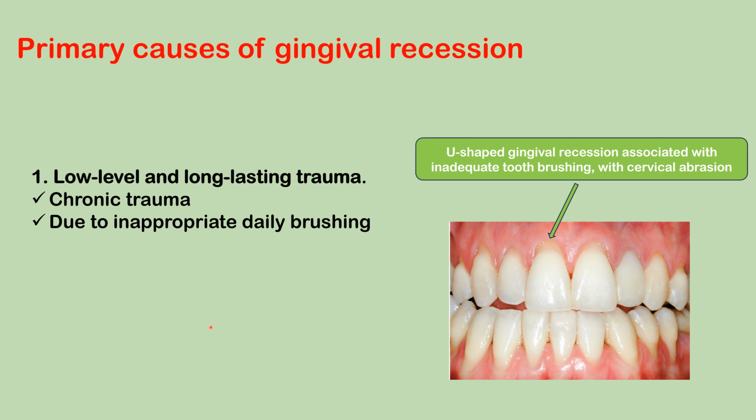Talking about the primary causes of gingival recession, firstly we have low level and long lasting trauma. Due to chronic trauma and inappropriate daily brushing, using the toothbrush and other oral hygiene agents over the gingival margin daily can gradually and slowly lead to gingival recession over the years. Looking at the diagram, we can see U-shaped gingival recession associated with inadequate toothbrushing with cervical abrasion.